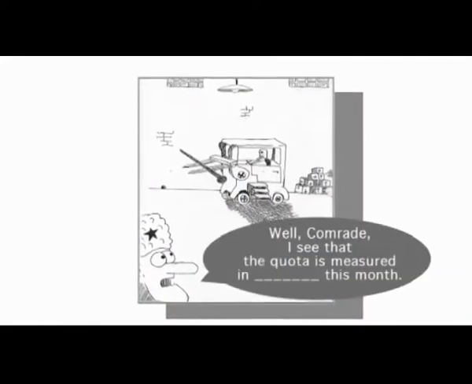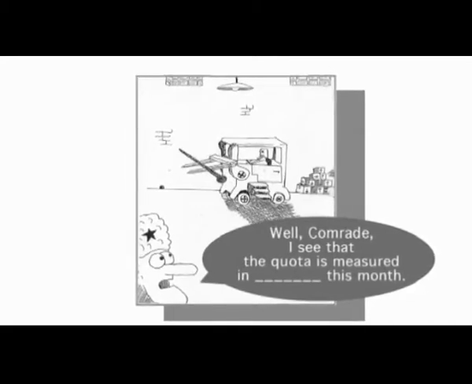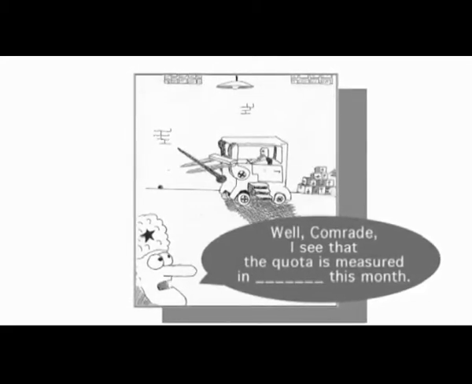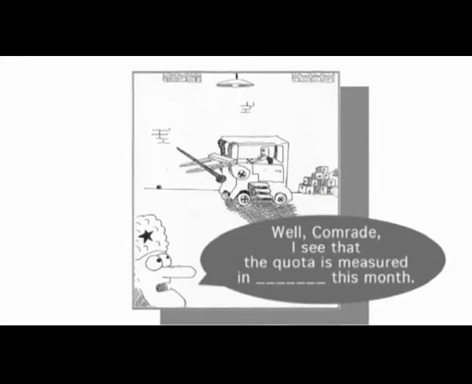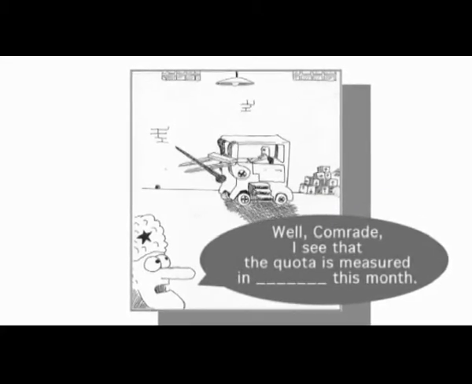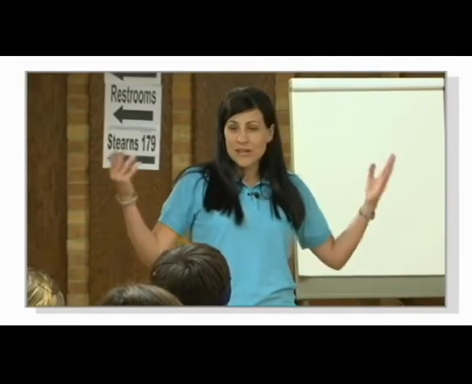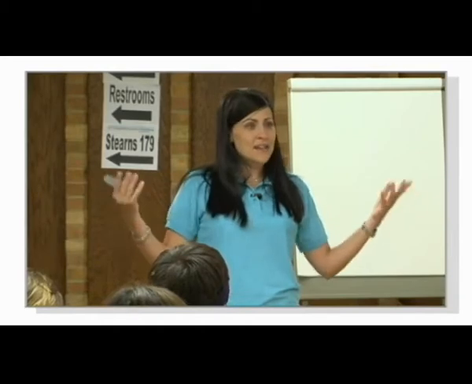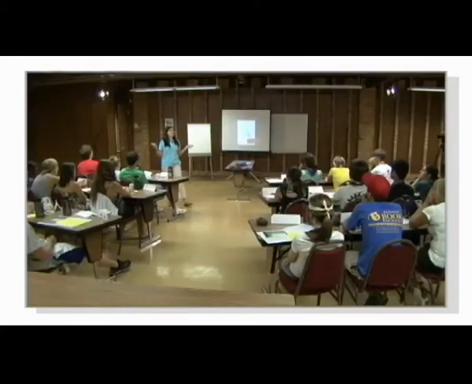And there's a little fill in the blank. "Well, comrade, I see that the quota is measured in blank this month." What do you think the quota would be measured in if this is the kind of output that's coming out of this factory? Weight. If your quota is in producing so many pounds of nails, then wouldn't it make sense to make really heavy nails and not have to make very many of them? And then you've met your quota and your reward and you get paid your rubles, right? What if the quota had been different? What other kind of quota could they have been given?